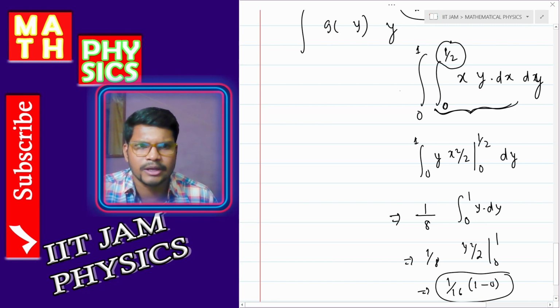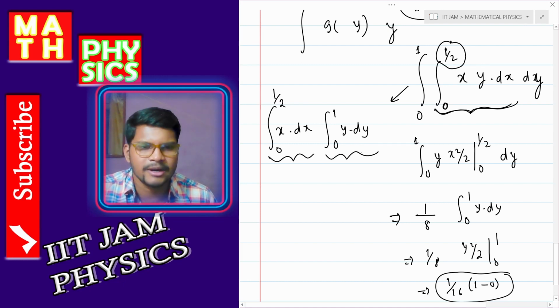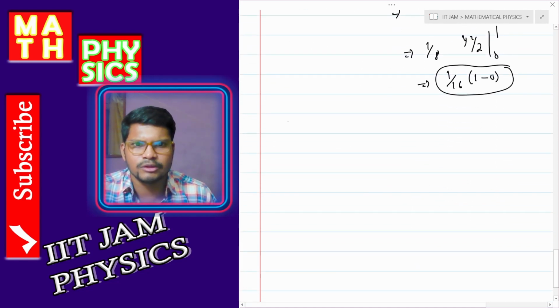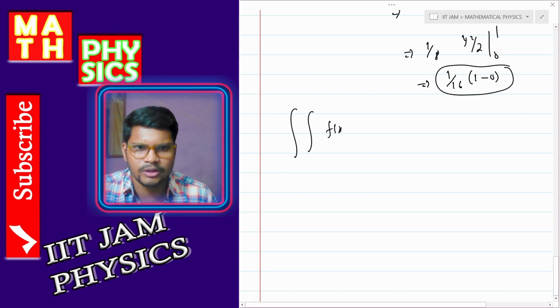You can also rewrite this whole thing as the integral of x dx from 0 to half, times the integral of y dy from 0 to 1. I am going to evaluate both things separately, and that is done. But not all the cases are this way. Therefore, order is very much important.